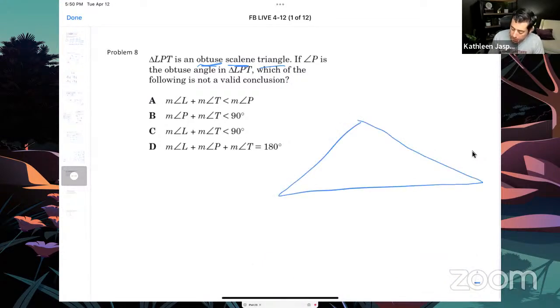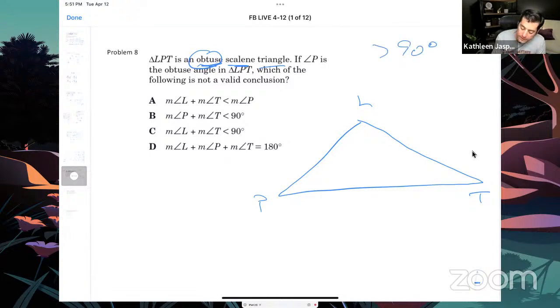Okay, I've got all three sides being different. It's LPT, so I'll do L, P, and T. A scalene triangle is one with all three sides different. Obtuse means greater than 90, so greater than 90 degrees.